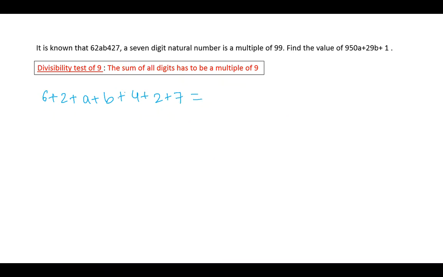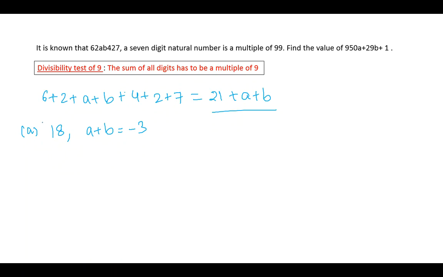This comes out to be 8, 12, 14, 21 plus a plus b. Now we'll check for all the numbers that can help make this number a multiple of 9. Let's see. The closest multiple of 9 near 21 is 18. But for that, a plus b has to be minus 3. Now this is not possible because both of these are whole numbers, right?